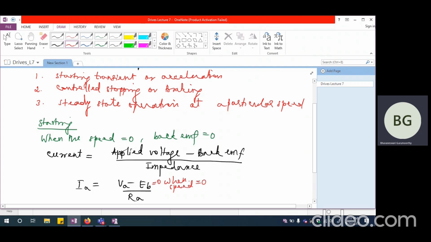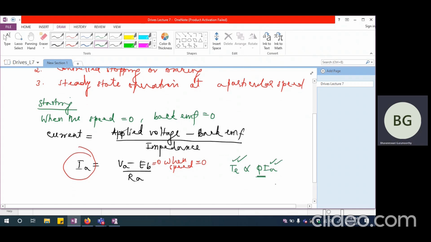So as a rule, we are going to have this IA value to be very, very large. When IA value is large, then correspondingly, the electromagnetic torque is generally proportional to the product of flux and IA. So you're going to have a very good amount of torque that is being generated for a large value of armature current, provided the flux is a large value. So this is going to allow the drive to accelerate quite fast.